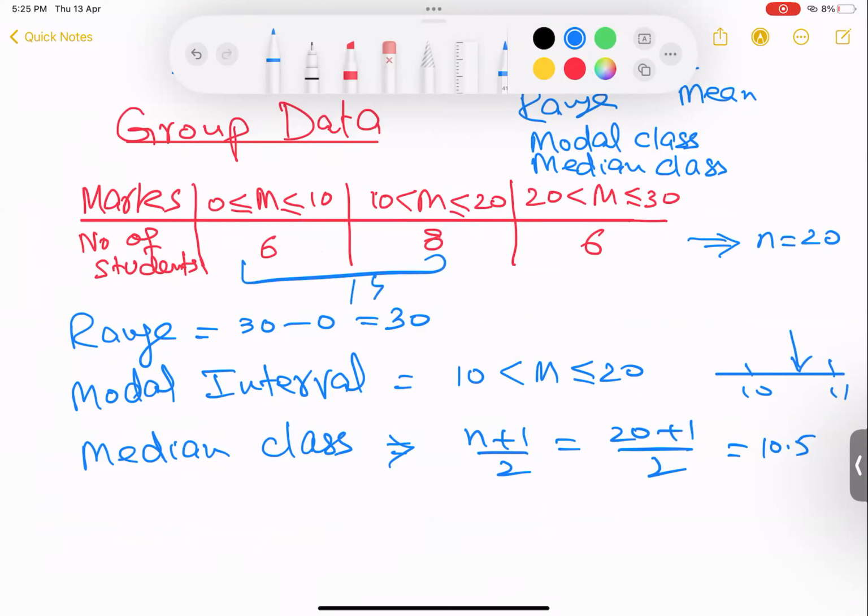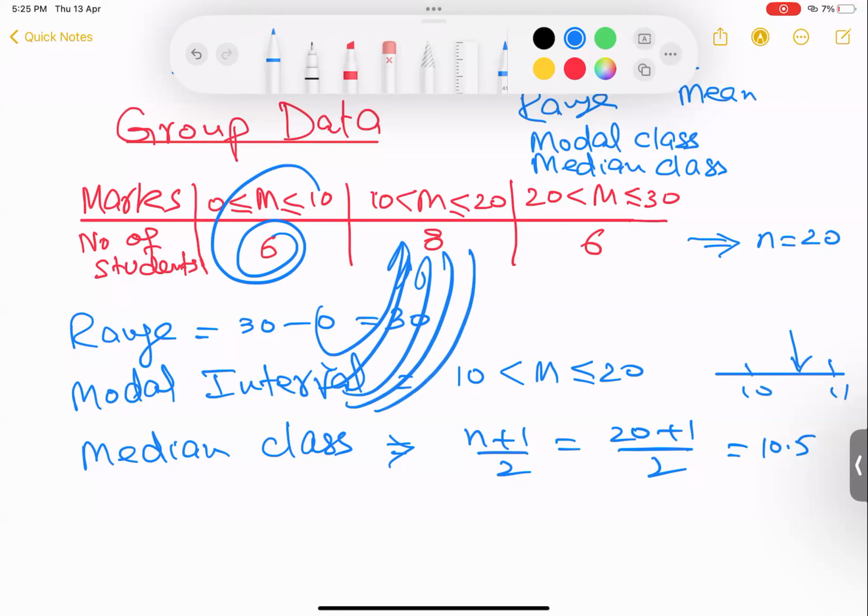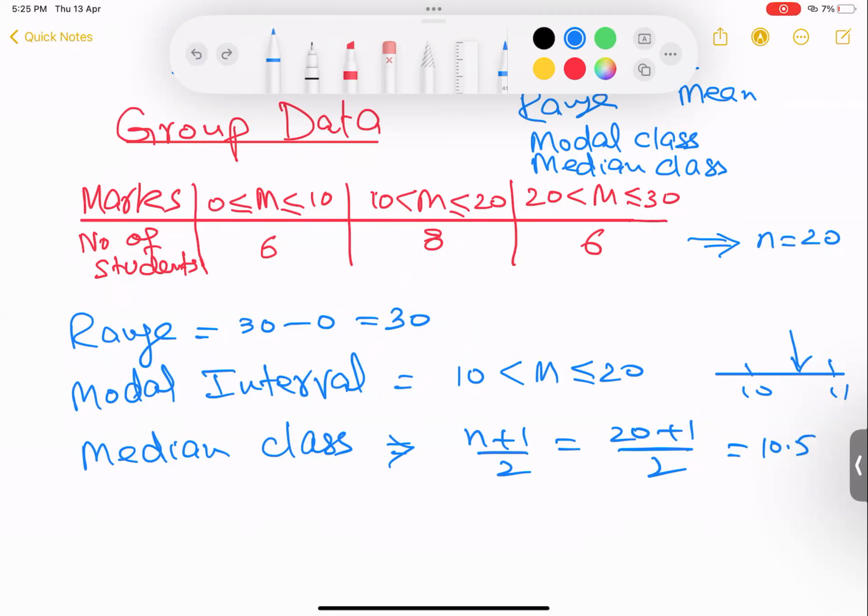It means if you add these two groups, you get 14. So my question, where is 10.5 coming? You can say, sir, 10.5 is coming in this section. Why? Because 6 is here and 7 is here, 8 is here, 9 is here, 10 is here, 11 is not here. 10.5 is also there. And 11 is also there till 14 here. So that is why this group is my answer. And I believe you got the basic idea.